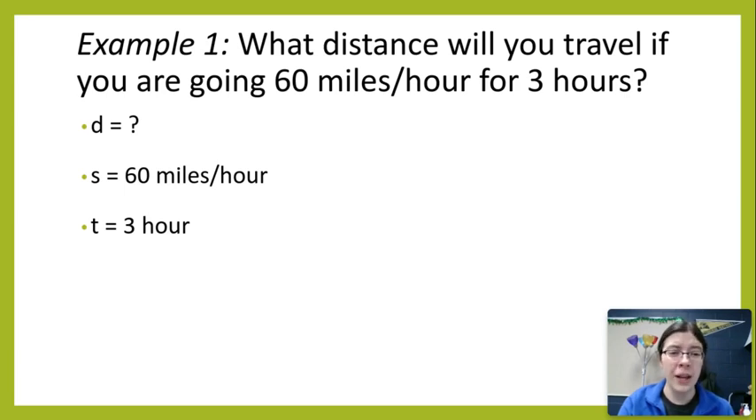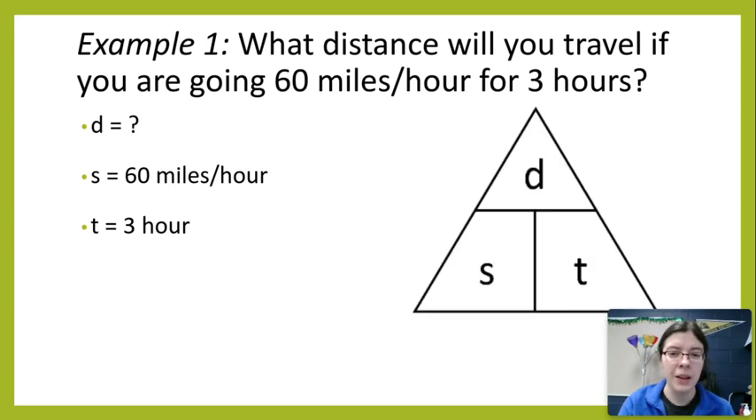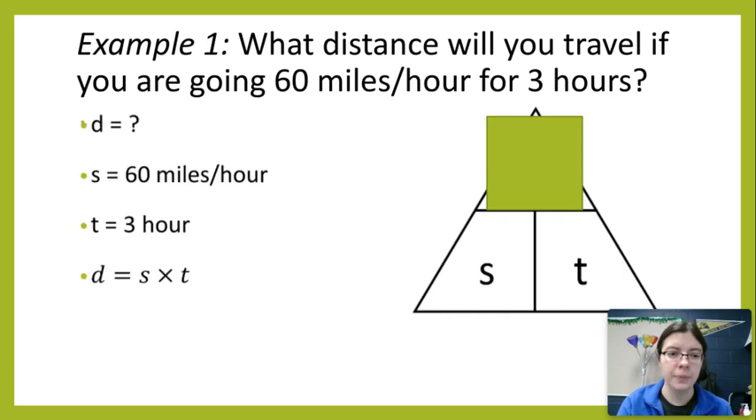Now for my equation for this, I can't use the classic speed is distance divided by time. So I need to use that equation triangle. And I want to cover up the D for distance. So when I go ahead and do that, I see that speed is multiplied times time in this case. So that gives me the equation distance is equal to speed times time.